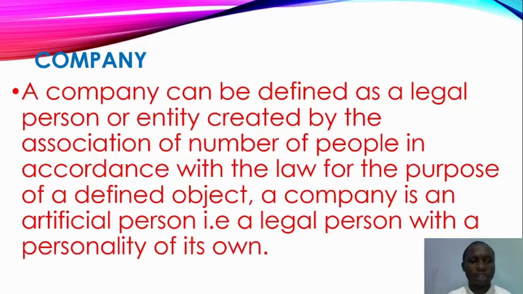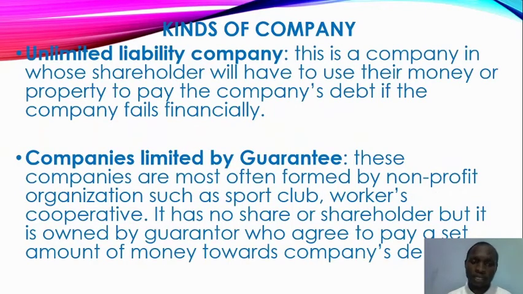From definition, it says a company can be defined as a legal person or entity created by the association of a number of people in accordance with the law for the purpose of a defined object. A company is an artificial person, that is a legal person with a personality of its own. Company is separate from the owner. However, we have 3 types of company. The first is unlimited liability company, companies limited by guarantee, and lastly, companies limited by share.